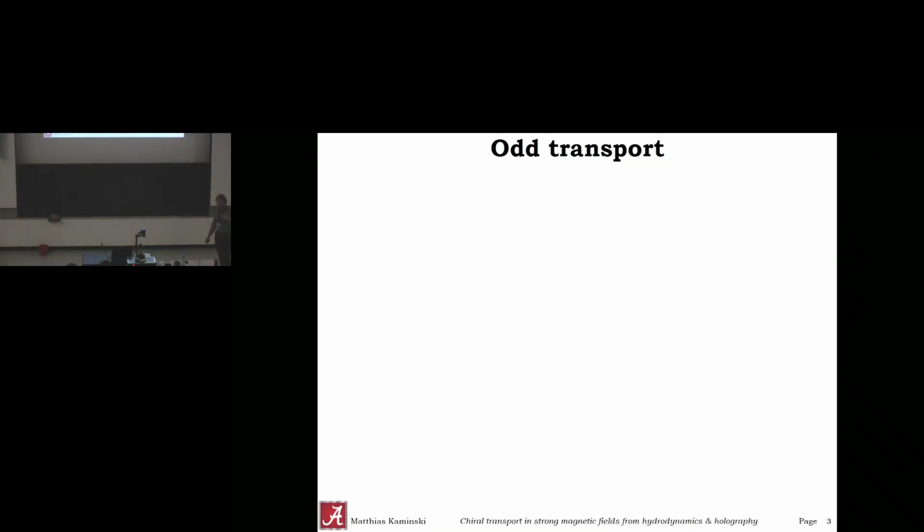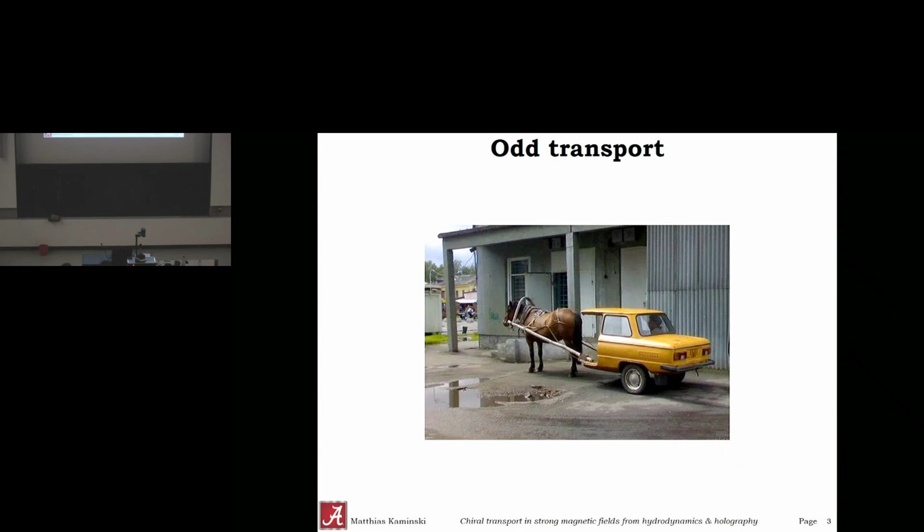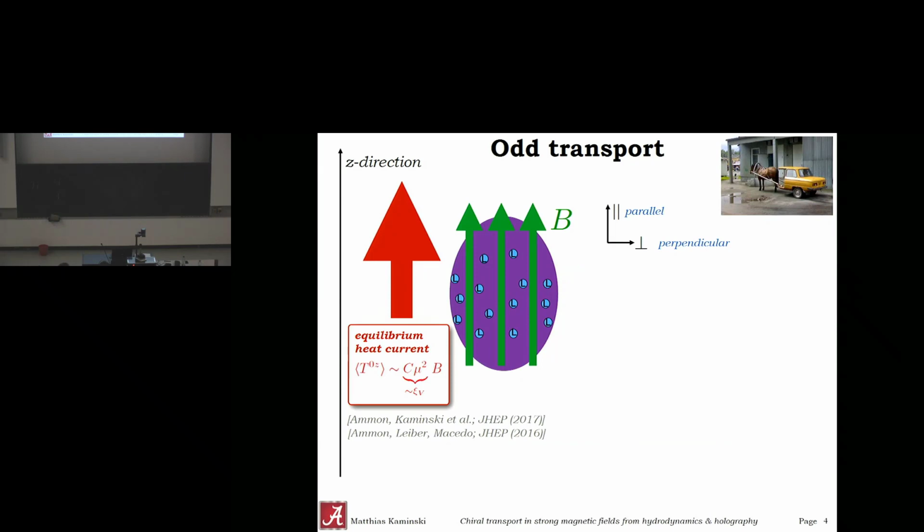So I should tell you why you should listen to me. That's the first question I always ask myself when there's a speaker standing in front of me. So why should you be interested in chiral transport in strong magnetic fields, in thermal plasmas in particular? Well, that's because there's really odd transport happening there. So when I Google odd transport, this is what comes up. This is the first picture Google image search spits out. There are actually various versions of odd transport happening in chiral thermal plasmas in the magnetic field.